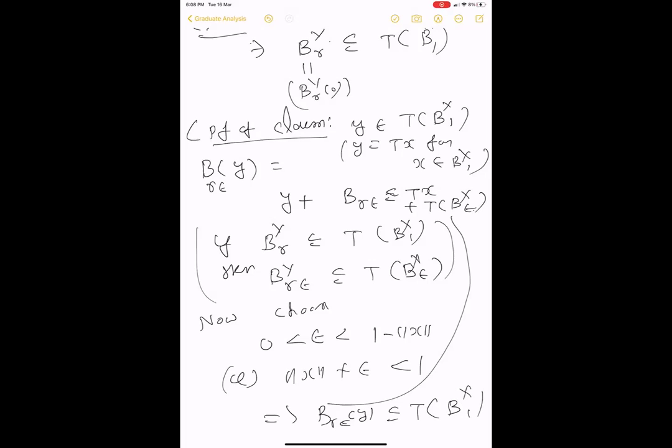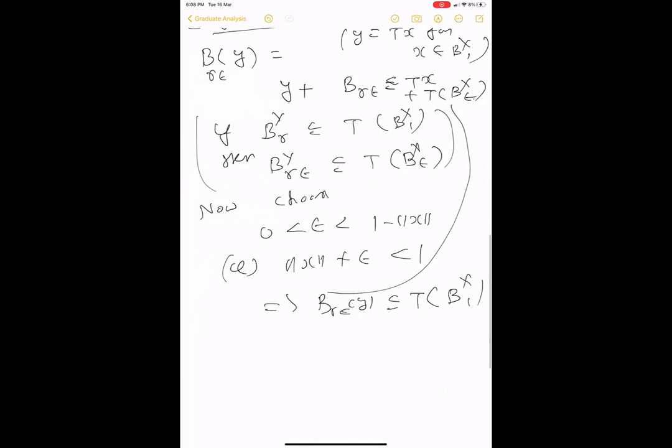This is T(x). Norm x is okay. T of x plus something in B(x, epsilon). So whatever is in B(x, epsilon) has norm less than epsilon, and x has norm x, of course. Norm x plus norm epsilon is less than 1. So the whole thing will be T of B(x, 1). Okay, so this is what we want to prove.